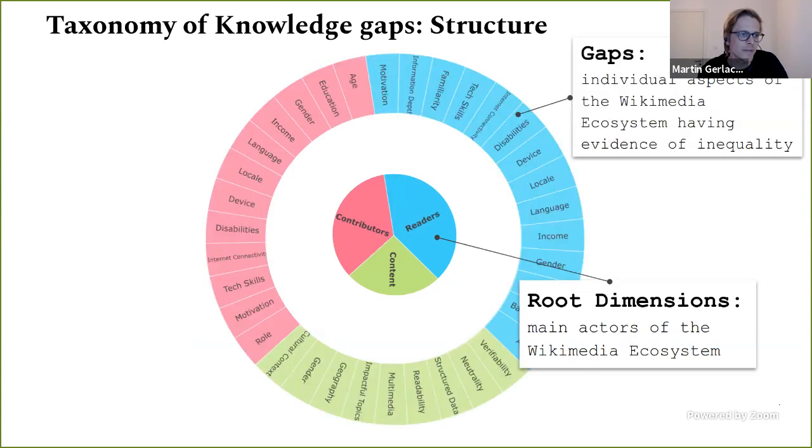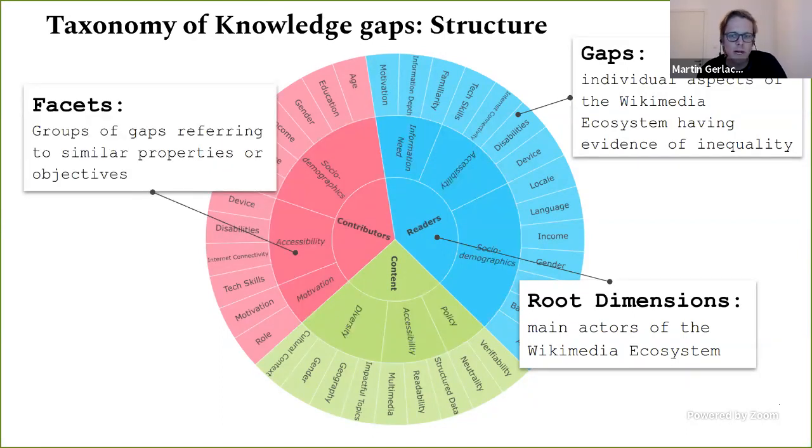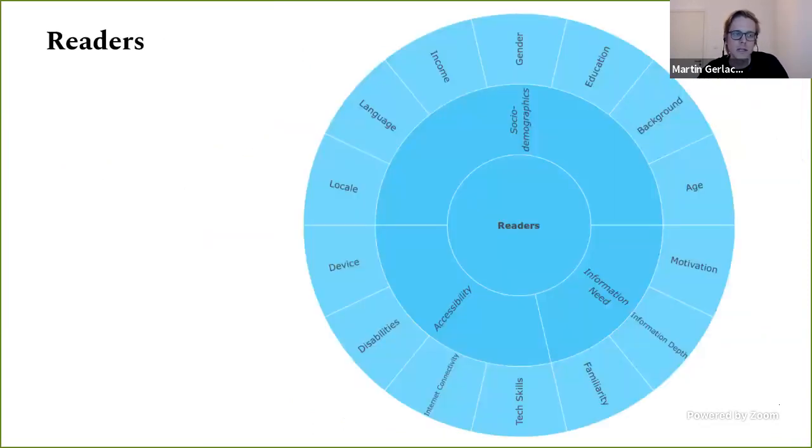Next slide, please. For each dimension, we have a collection of gaps, each referring to a different type of gap or a different aspect. And for the next slide, please. In order to organize these in a more systematic way and not just have a list of different gaps, we introduce a middle layer, which we call facets. These facets group gaps that are similar in terms of their properties, or that capture different objectives.